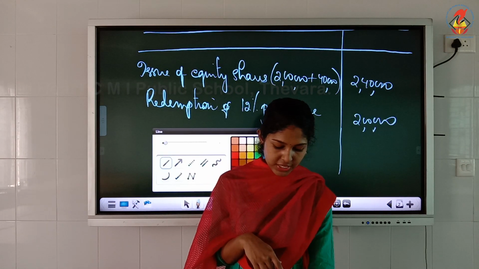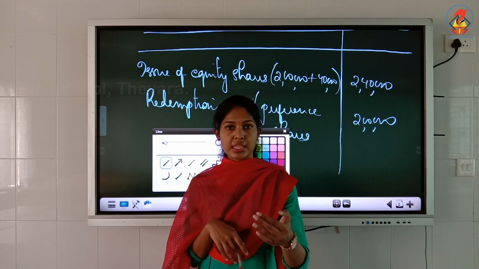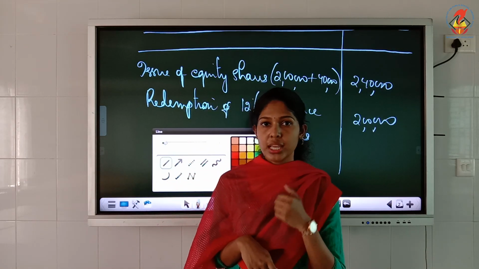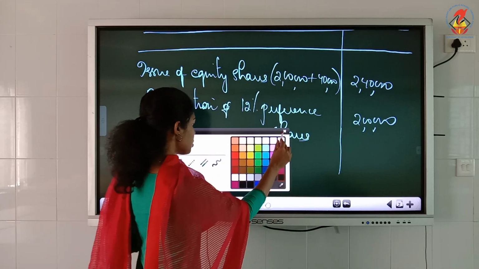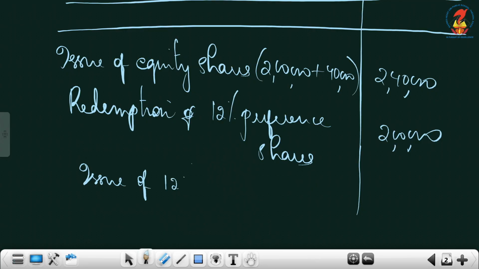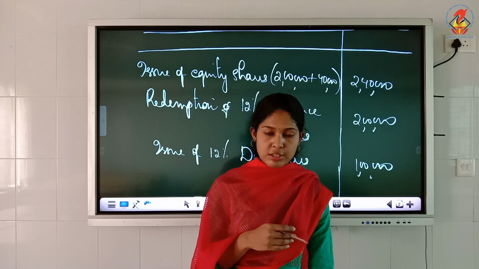Next one, SPR, we considered already. Then debentures, last year 3 lakhs, this year 4 lakhs. That means there is an increase of 1 lakh because we have issued additional debentures. So you should write issue of 12% debentures. The additional amount is 1 lakh. Last year it was 3 lakhs, now it became 4 lakhs. So 1 lakh is the additional debentures. Then we will go through adjustments.